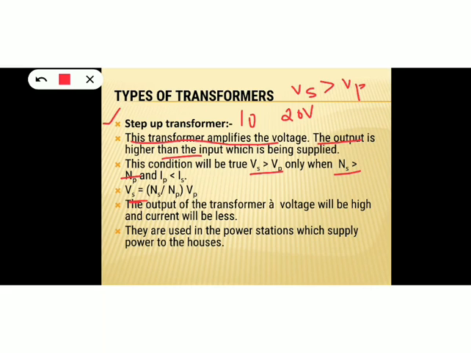The voltage across the secondary is greater if the number of turns associated with the secondary coil is more. And this is clear from this equation: Vs is equal to Ns by Np into Vp. So if Vs is to be greater, then Ns must be greater than Np.